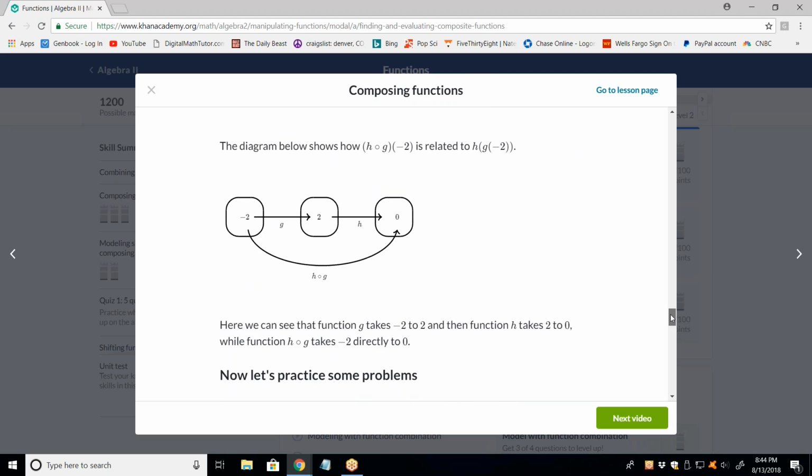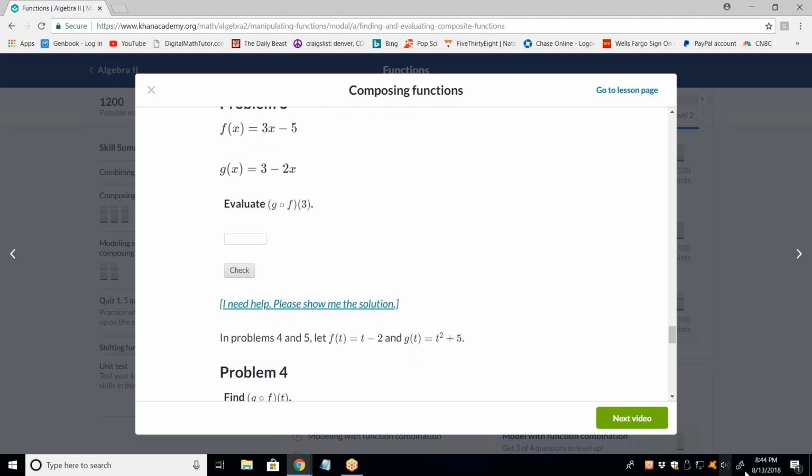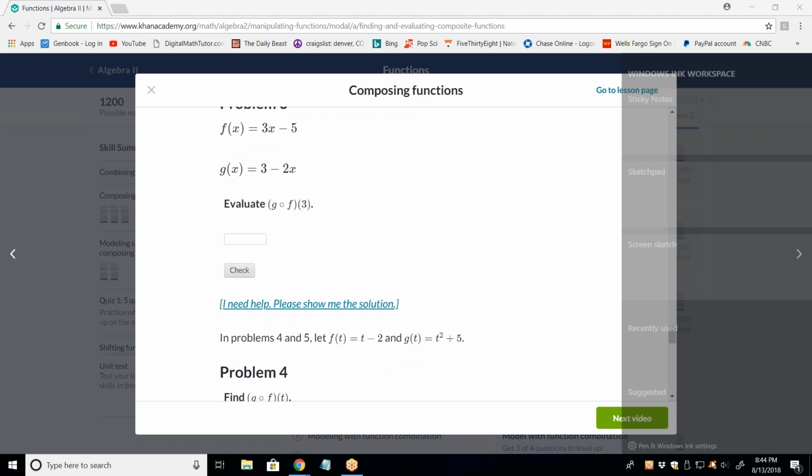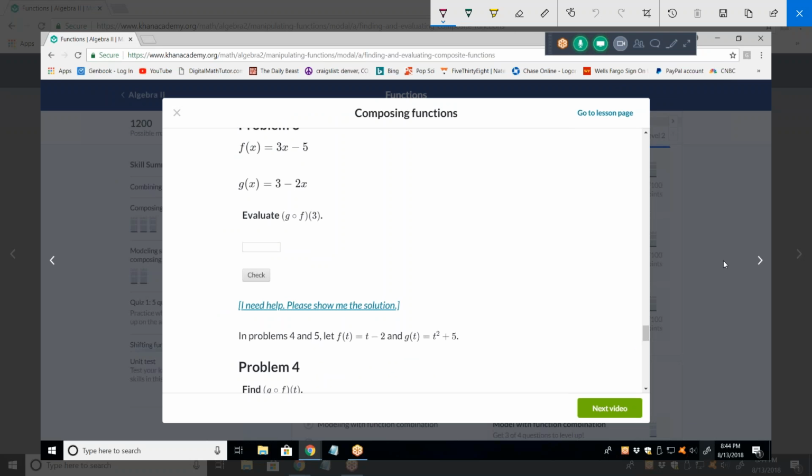Let's go down to practice. So, what is g of f of 3? So that would be step by step. So first of all, it's g of f of x. And now we want to know what is g of f of 3. That's basically the way we're going to solve this problem.